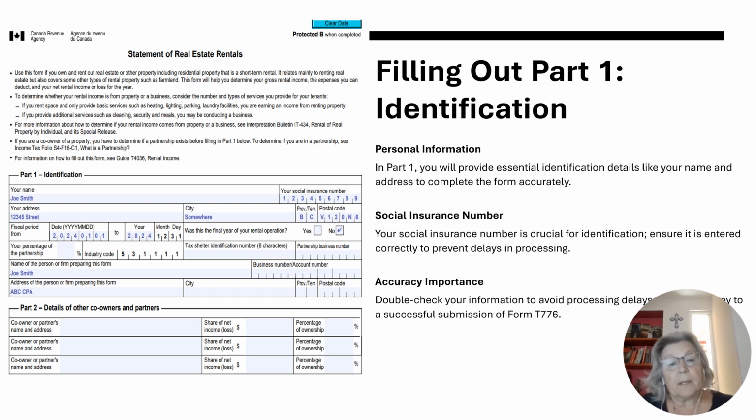That's where you're going to label that information. So if you had a co-partner, you put the name in here and the percentage of ownership, and then the form would automatically calculate for you what's your portion, what's their portion.